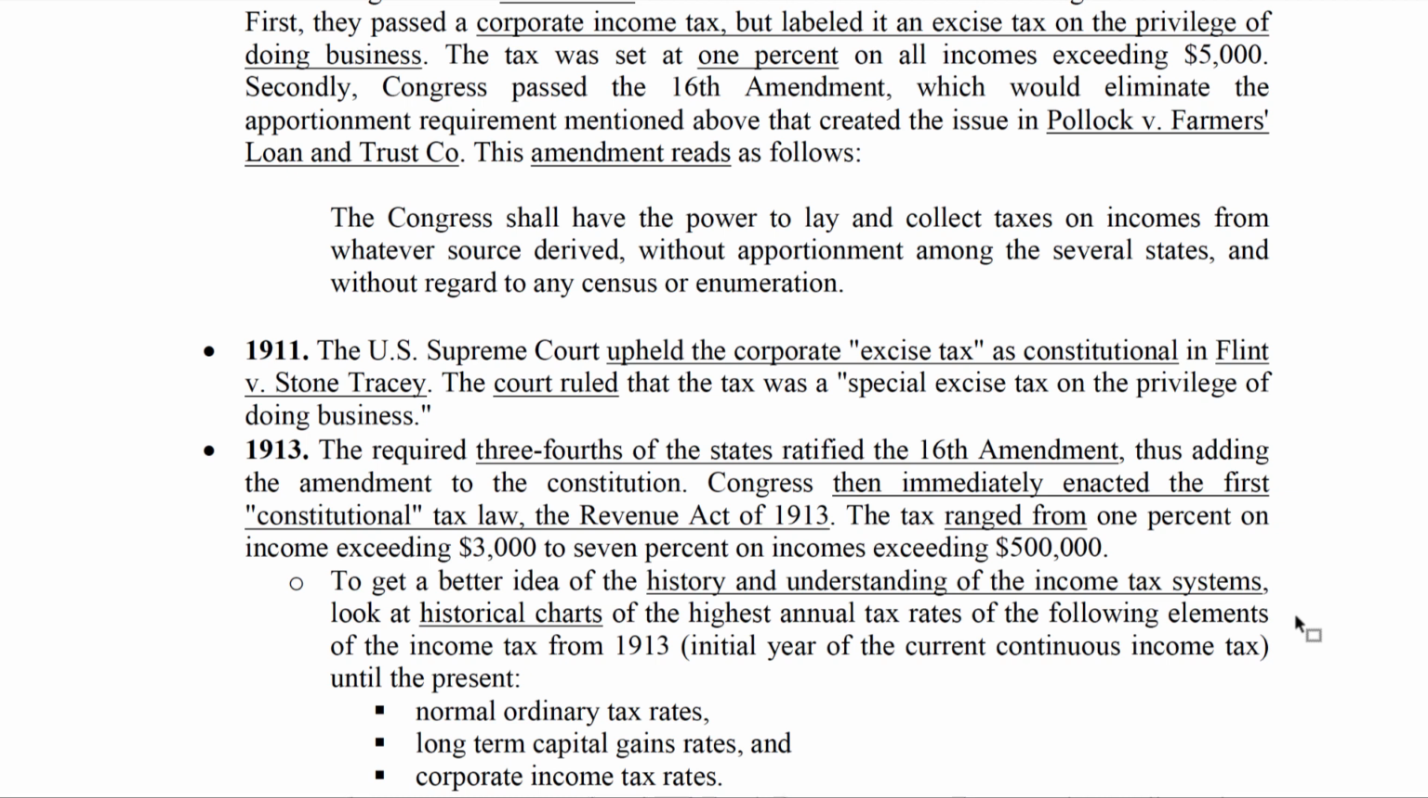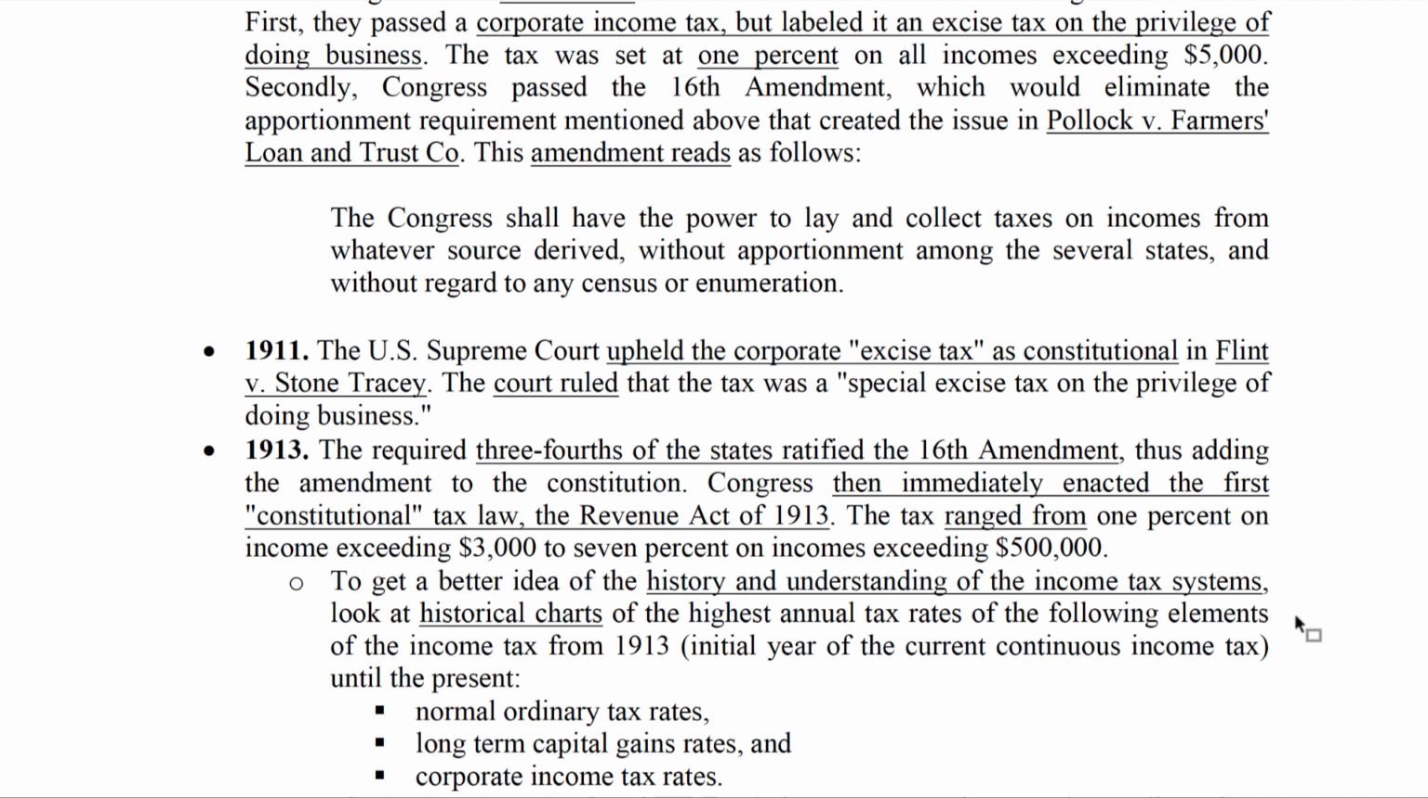And this allowed, among other things, the ability, again, where Congress can lay and collect taxes on incomes from whatever source derived without apportionment among the several states. So there's no apportionment requirement. Therefore, that means that now the Pollock case is pretty much overruled by Congress, because now an income tax could take place. And then guess what happens in 1913? We have immediately the first constitutional tax law, the Revenue Act of 1913. The first constitutional income tax, I should say.